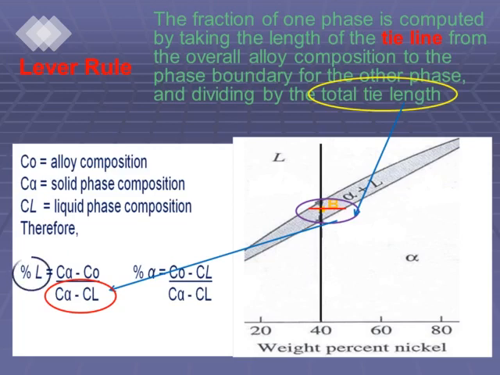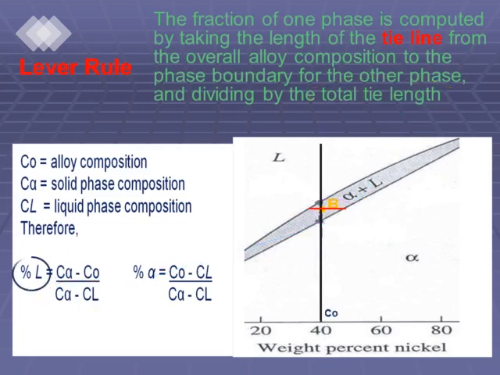Now, let us determine the composition of each phase from the phase diagram. C0 is the composition of the alloy of interest, i.e. the 40% nickel. C alpha is the composition of the solid phase present at point B, which contains 48% nickel. And CL is the liquid phase at point B, and it contains 38% nickel.